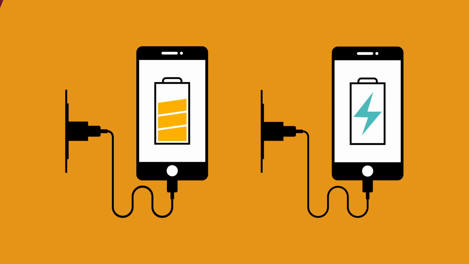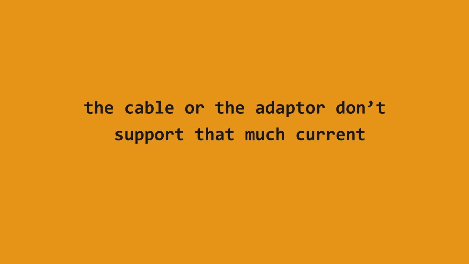Also, one reason why some phones charge slowly when connected to another phone's adapter is because they may be using a different DCP standard. However, this is not the only reason. It could also be because of the cable or the adapter that don't support that much current.